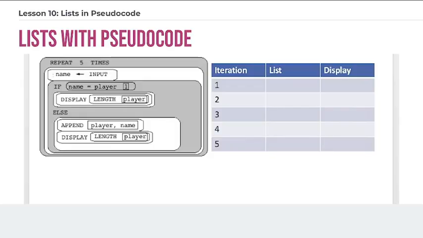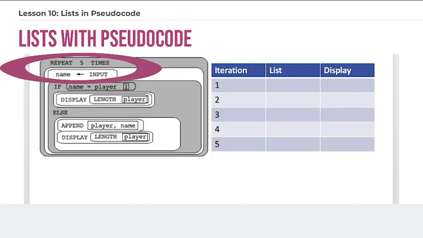Let's take a look at a couple of practice problems. Let's take a look at a couple of examples of how you might see lists on the APCSP exam. Here's an example of some pseudocode. Let's just walk through that very quickly. You can see that this is going to repeat 5 times, iteration of 5.